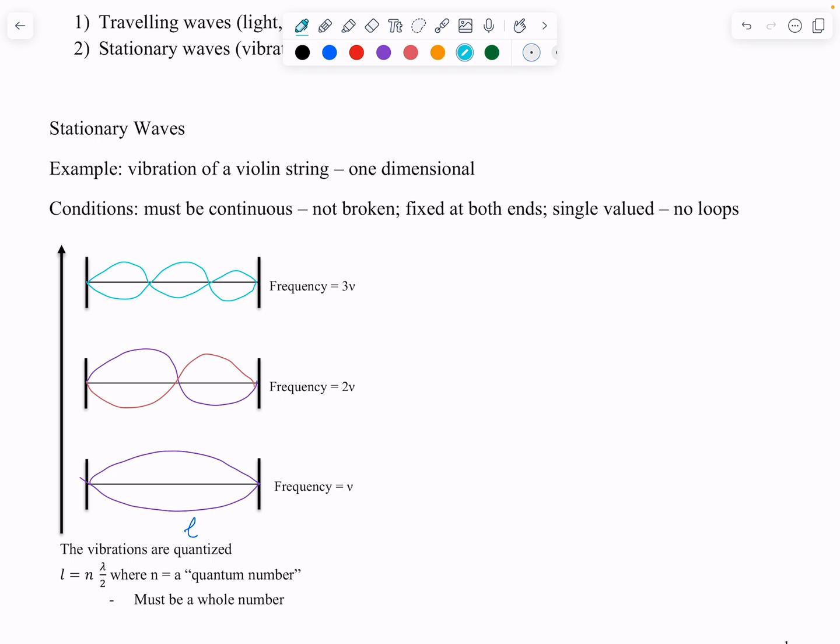This leads us to these things called quantum numbers. Why are we talking about waves? Well, we're going to get to a little bit later on that the electron is going to be treated as a wave. But right now we're doing more waves, and why we're treating it as a wave is unclear.